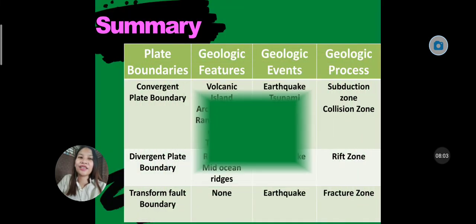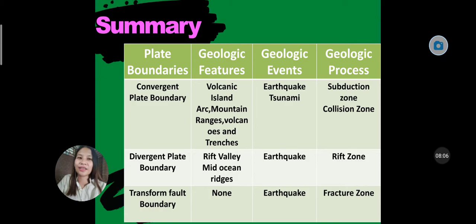Let's have a summary of our discussion. We discussed plate boundaries with their geologic features, geologic events, and geologic processes. The convergent plate boundary leads to the formation of different geologic features: volcanic island arcs, mountain ranges, volcanoes, and trenches. Once this happens, it can cause geologic events like earthquakes and tsunamis. It happens because of the geologic processes known as the subduction zone and the collision zone.